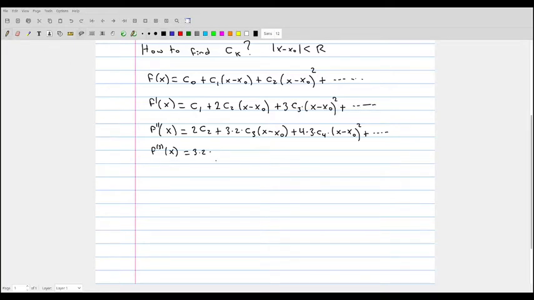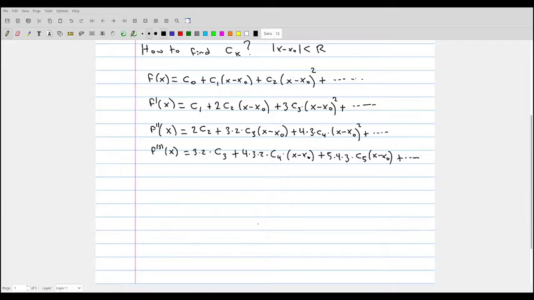So when we take the third derivative, the derivative of this is 0. The derivative of this is going to be 3 times 2 times C3 plus 4 times 3 times 2 times C4 times x minus x naught plus 5 times 4 times 3 times C5 times x minus x naught squared, and so on and so forth.